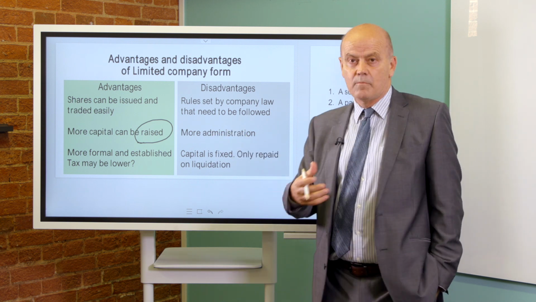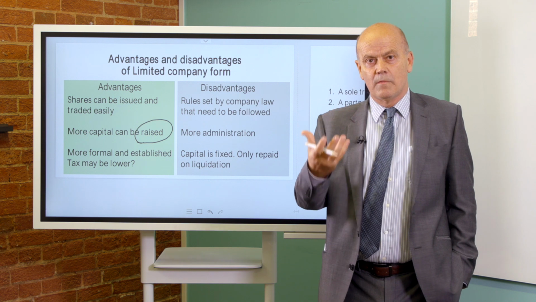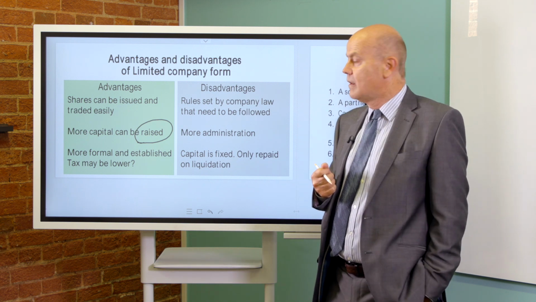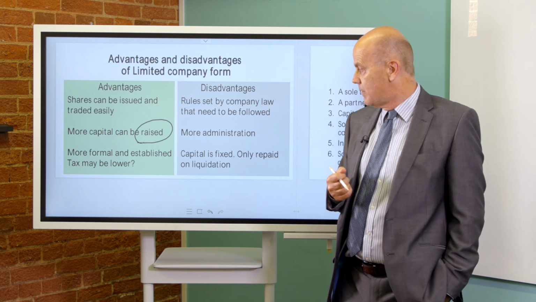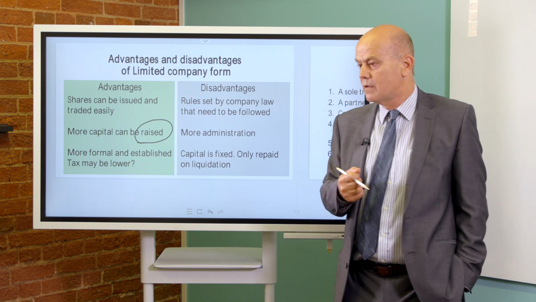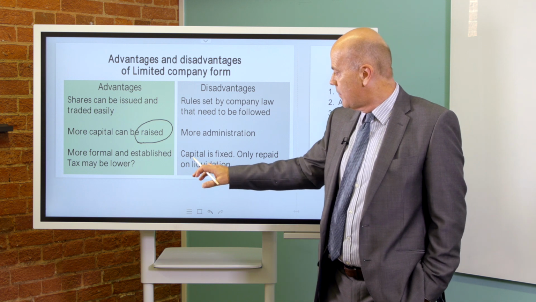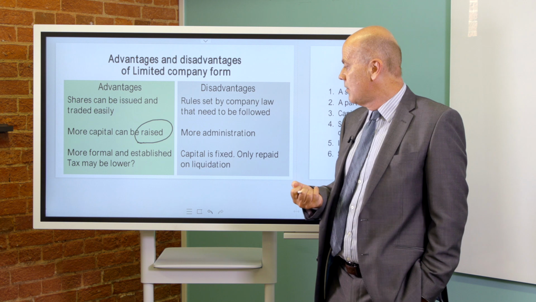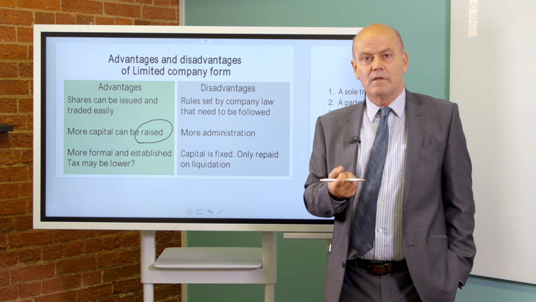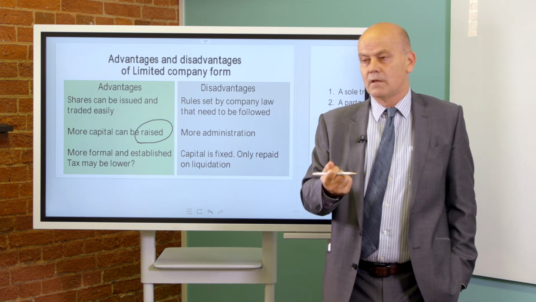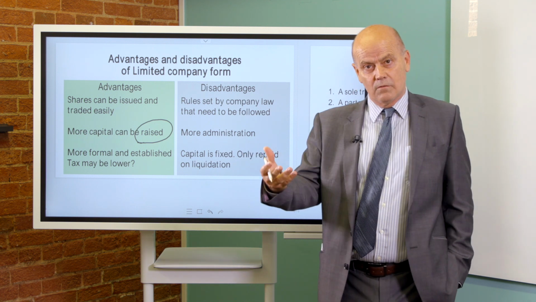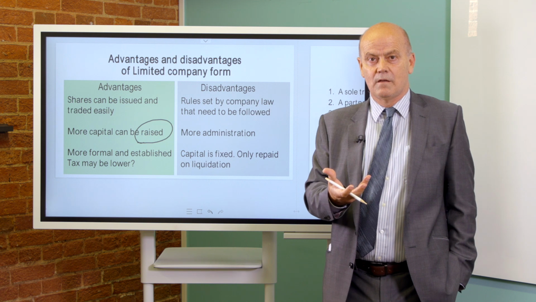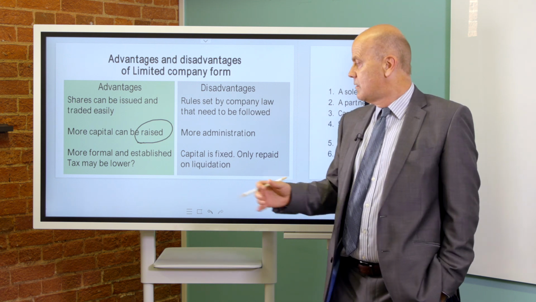Number 2, we have more administration, more formality, more work involved in running the company. So it's a more established situation, really, at the end of the day. And then number 3, the capital is fixed. So it's a problem, really, that although it's easy to raise capital, it's very difficult to actually repay that capital if we have a limited company situation. So that is a problem.